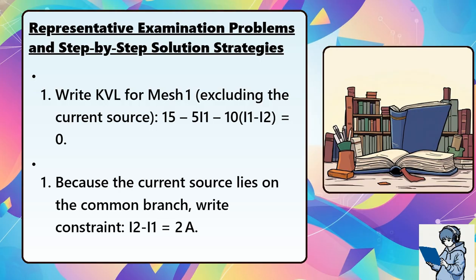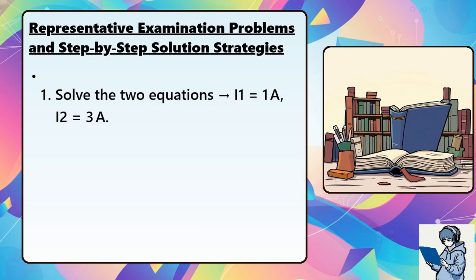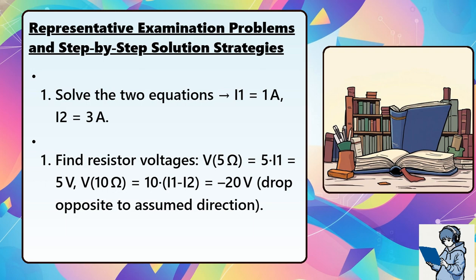Step 3. Because the current source lies on the common branch, write constraint: I2 minus I1 equals 2 amps. Step 4. Solve the two equations, resulting in I1 equals 1 amp, I2 equals 3 amps. Step 5. Find resistor voltages. V5 ohms equals 5 times I1 equals 5 volts. V10 ohms equals 10 times I1 minus I2 equals negative 20 volts, drop opposite to assumed direction.